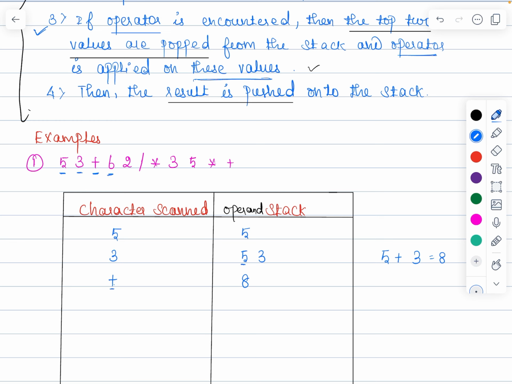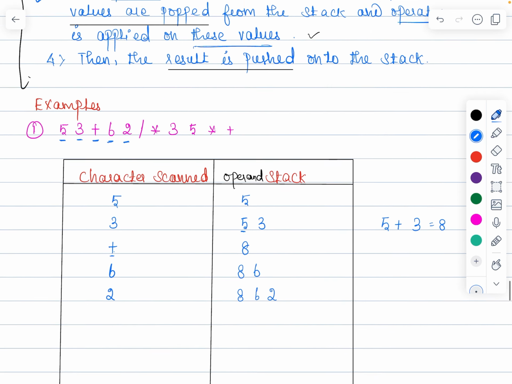The next symbol is 6, which is an operand. Since it is an operand, you push it onto the stack. 8 was already there, now you push 6 also onto the stack. The next character is an operand again, so you push it onto the stack. 8 and 6 were already in the stack, and now you add 2 also.